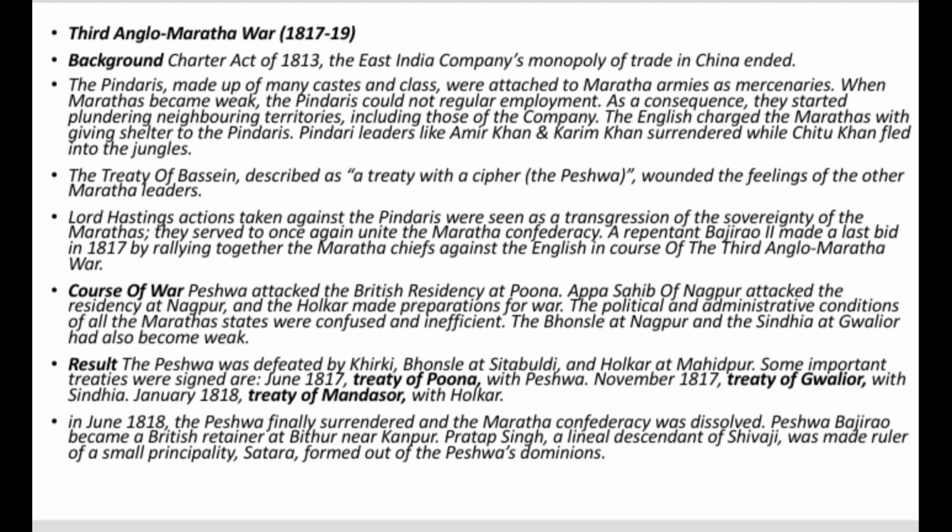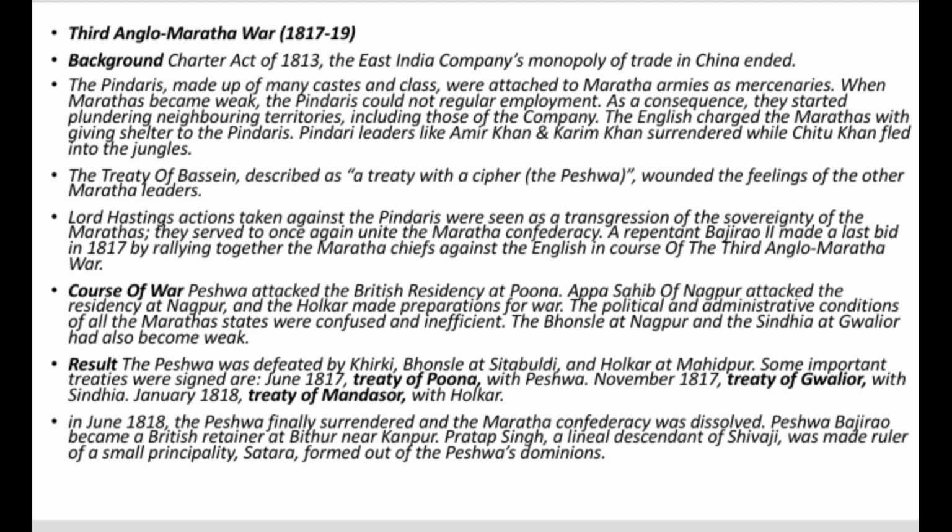So the English, striking back vigorously, succeeded in not allowing the Peshwa to exert his authority again on the Maratha Confederacy. As a result, the Peshwa was defeated at Khadki, Bhosle at Sitabuldi, and Holkar at Mahidpur. Some important treaties were signed. These were the Treaty of Pune, signed in June 1817 with the Peshwa, the Treaty of Gwalior, signed in November 1817 with Scindia, and the Treaty of Mandsaur, signed in January 1818 with Holkar.